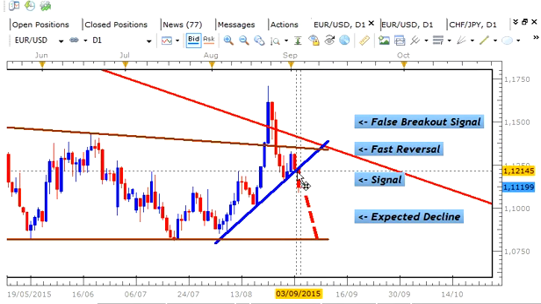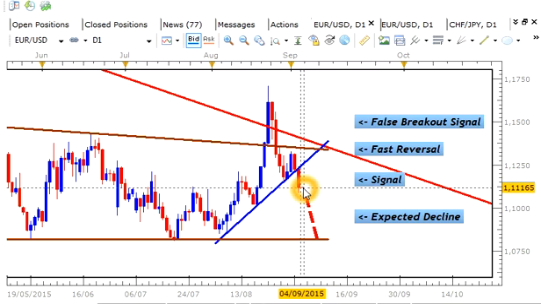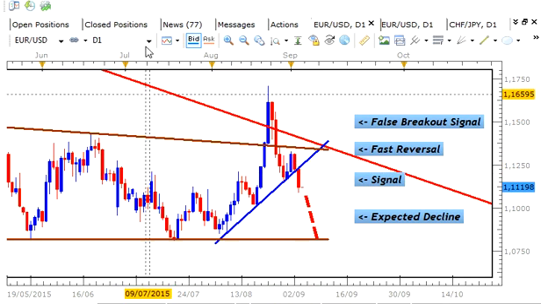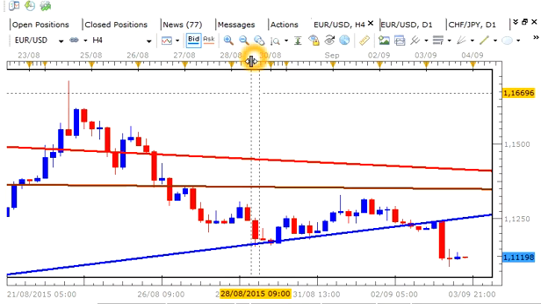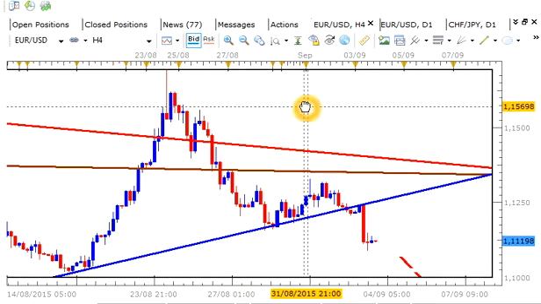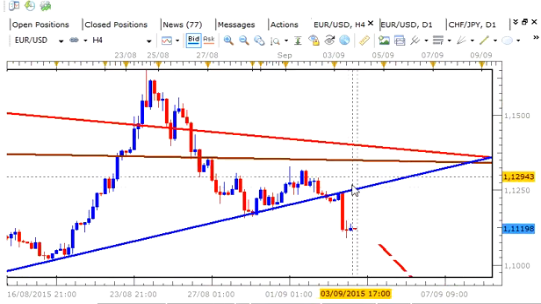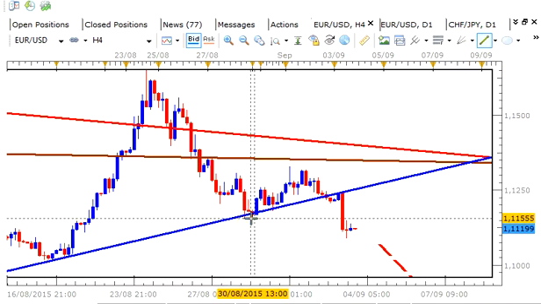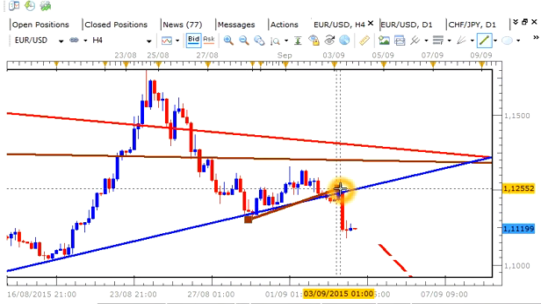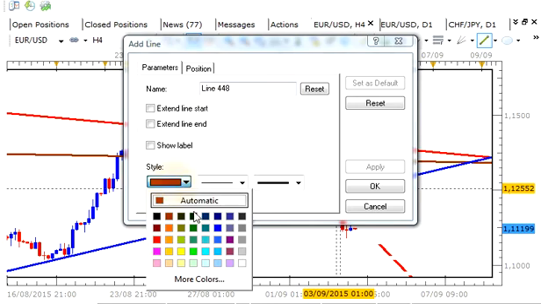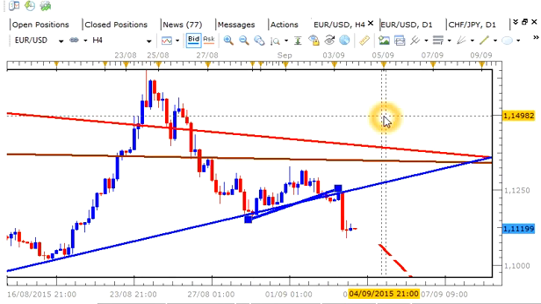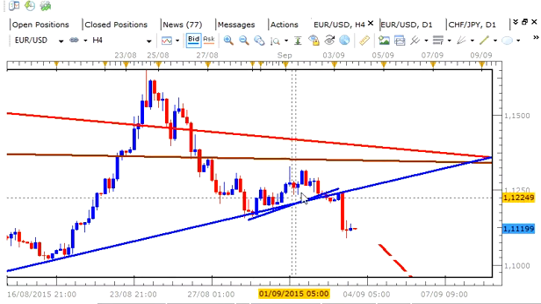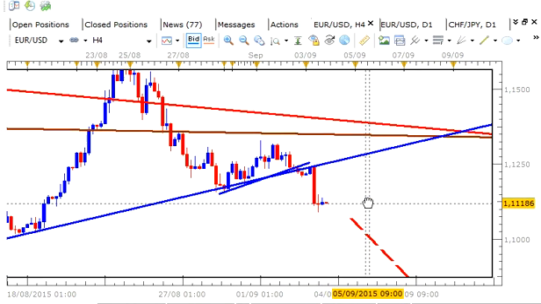And now that the signal has been given by the daily chart, the next thing to do is to look on the 4-hour chart to determine if there are any entry setups for us to take advantage of this expected movement. Now, as you can see here, the daily candle signal took place with the break of this counter trend line setup on the 4-hour chart. So this was the setup that led to the signal that we're now seeing on the daily chart.